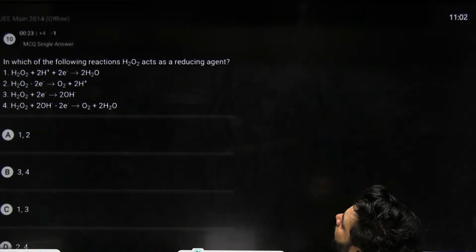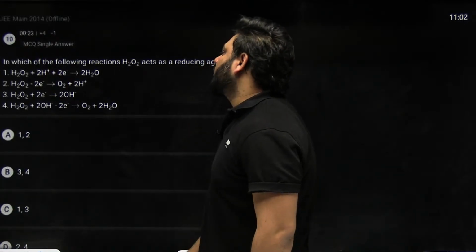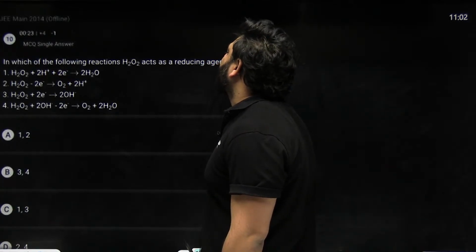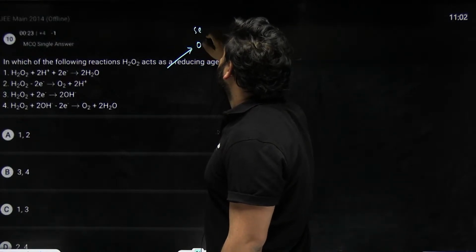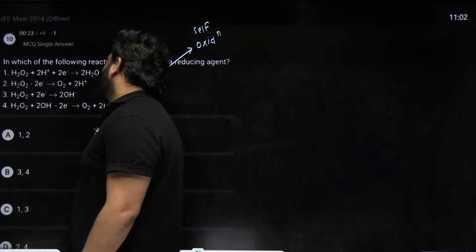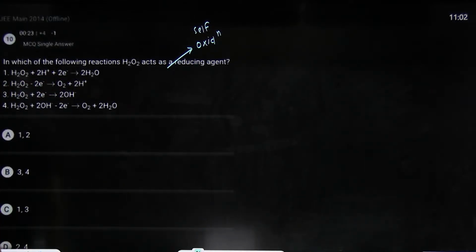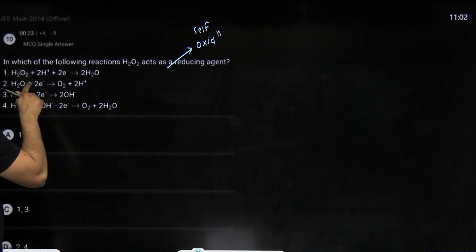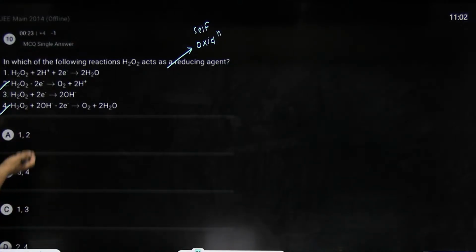Okay, so in which of the following is H2O2 acting as a reducing agent? Something which works as a reducing agent must itself undergo oxidation. It must undergo self-oxidation. So please find out where electrons have been lost. And what do you see? Okay, see, this is good. Where else can we find it?